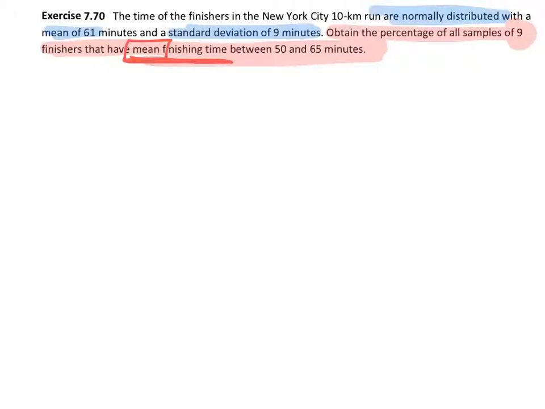The mean finishing time, the mean, it is the key. It is the key that we need the sampling distribution of the sample mean. And the sample size, 9, that is another key to use the sampling distribution of the sample mean. Okay? So now I can say, it is the mu. What was the mu? Population mean.